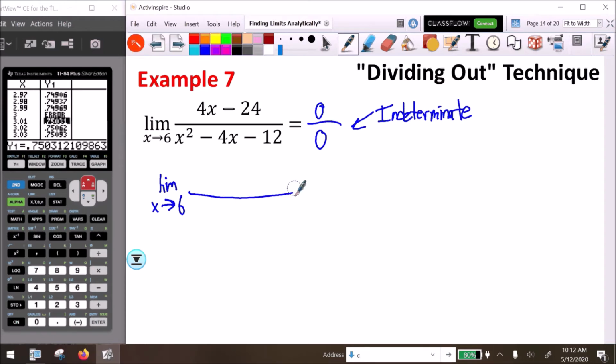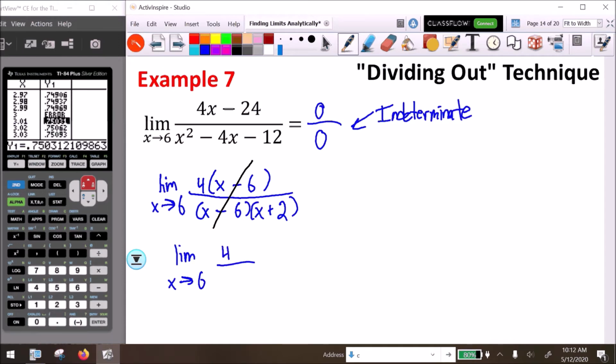Let's factor out the GCD from 4x and 24. That would be the number 4. 4 goes into both of those terms evenly. 4 times x is 4x, and 4 times negative 6 is negative 24. In the denominator, we have a trinomial, so we're looking for two numbers that multiply to negative 12 and add up to negative 4. Those two numbers are negative 6 and positive 2. All right, now we can cancel out this common binomial factor of x minus 6, and we have the limit of the function 4 over x plus 2 as x approaches 6.